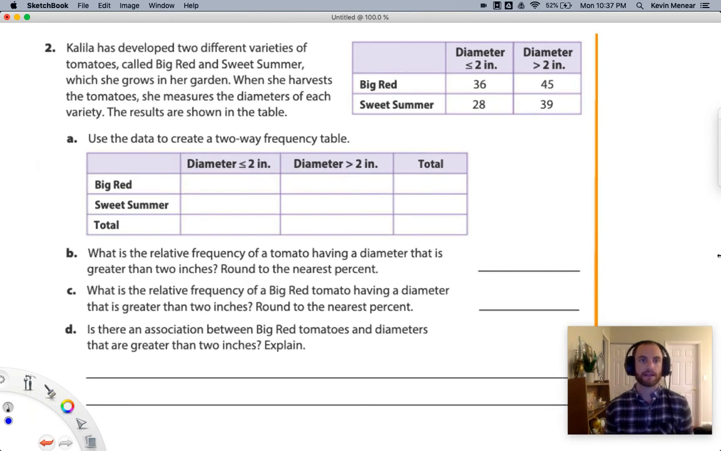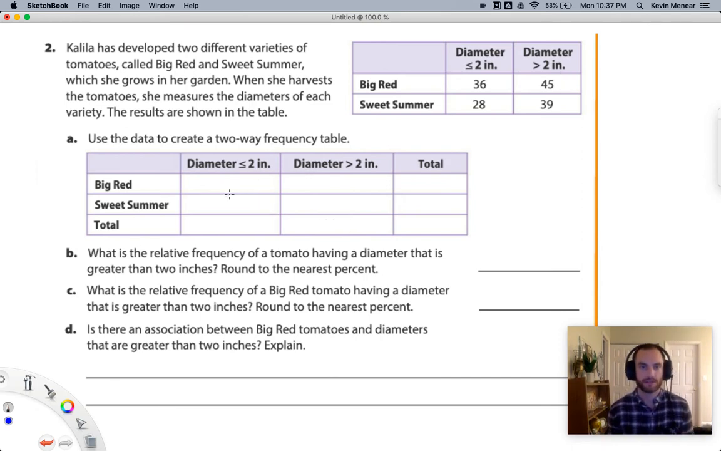All right, Kalila has developed two different varieties of tomatoes called Big Red and Sweet Summer, which she grows in her garden. When she harvests the tomatoes, she measures the diameters of each variety. The results are shown in the table. Okay, so Big Red, Sweet Summer. Diameters less than 2 inch, diameters more than 2 inch. Cool. Use the data to create a two-way frequency table.